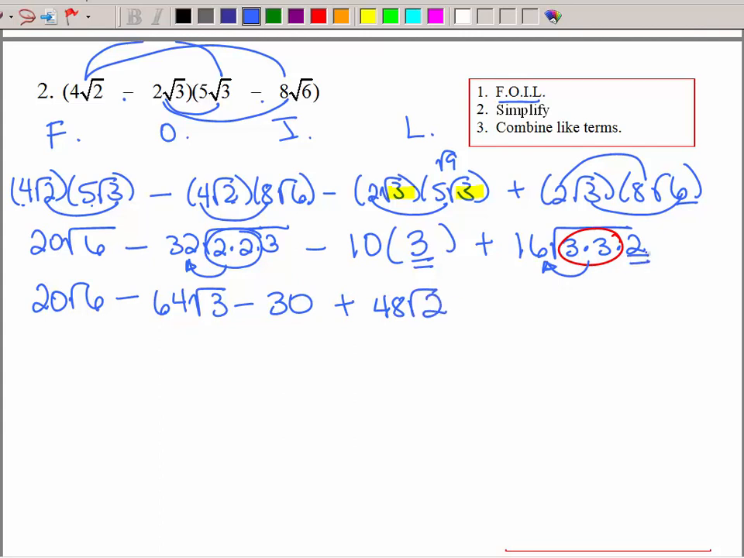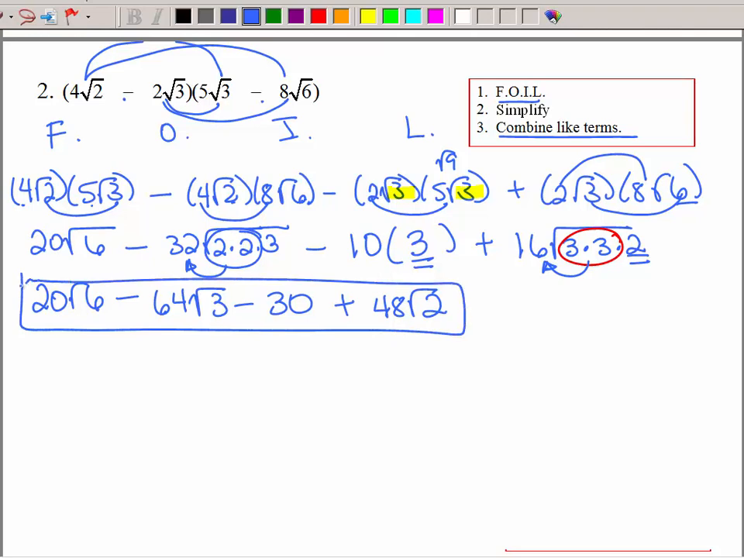I look at that. I have all these different kinds of radicals. None of them are alike. There's no like terms. That's all there is to it. Okay, just take it a step at a time.